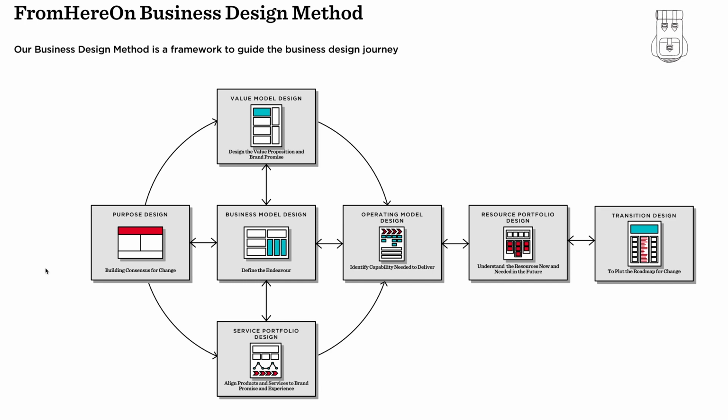Business model, how do we configure our organisation to deliver value. Service model, what are the jobs we do for our customers in service of that brand promise. Operating model, where do we spend money, what do we build to enable those jobs to be done. And then the transitioning around resource portfolio design and transition design. And that, in short form, is a business design process.